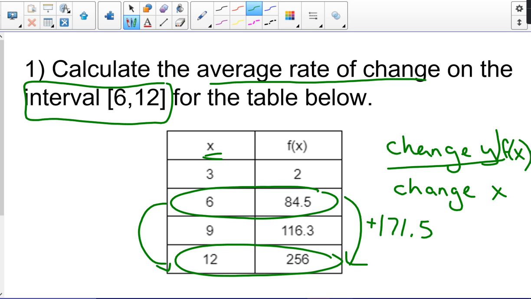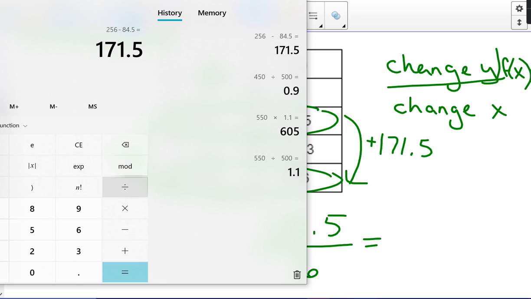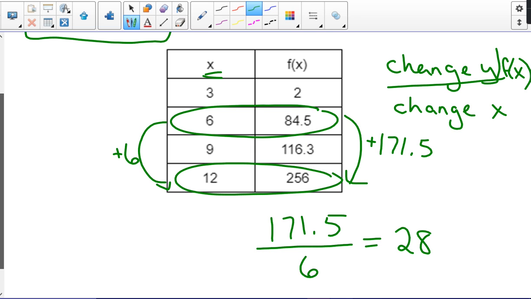From 6 to 12, that's 6 plus 6 equals 12. So our average rate of change: change in outputs, 171.5. Change in inputs is 6. So that gets us our fraction for our average rate of change. Now we're going to divide. That 171.5, still in my calculator, divided by 6, the change in the inputs, and we get 28.583. And it keeps going, so we'll just round it and we'll say 28.58 is the average rate of change on the interval from x is 6 till x is 12. And that is everything I have about functions on your final.